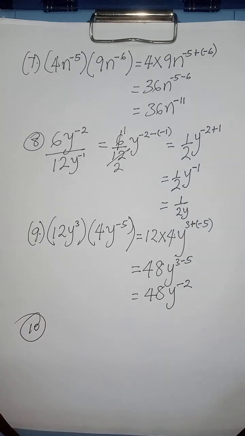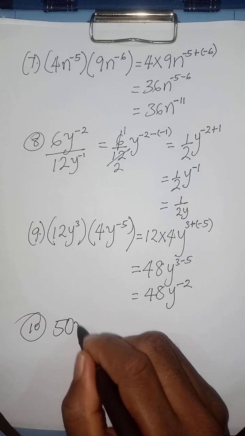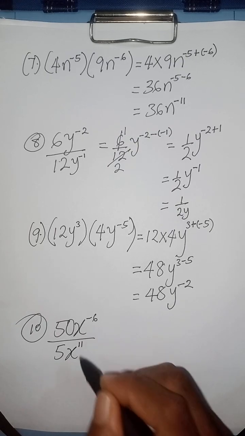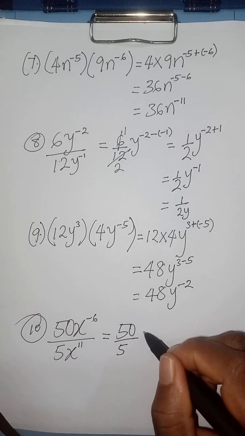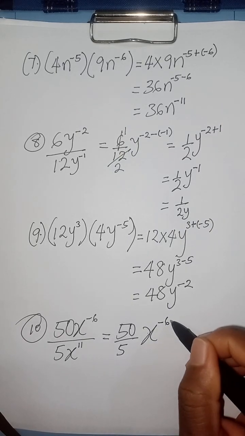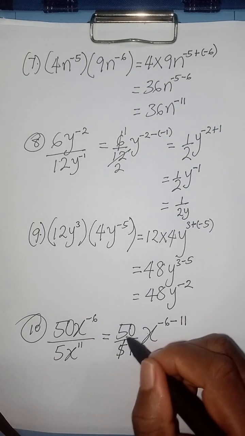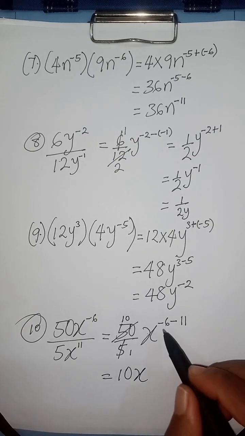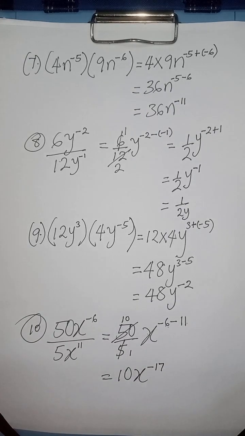Now this should be the last example. The question I have is 50x raised to power minus 6 divide 5x raised to power 11. Divide the coefficient separately, 50 divide 5. Then you pick x minus 6. Division means minus. You're minusing or subtracting 11. 5 here it's 1. 5 here is 10. So I'm having 10x minus 6 minus 11. I'm owing 6, I'm owing 11. So minus 17. Now this is the answer to question number 10.